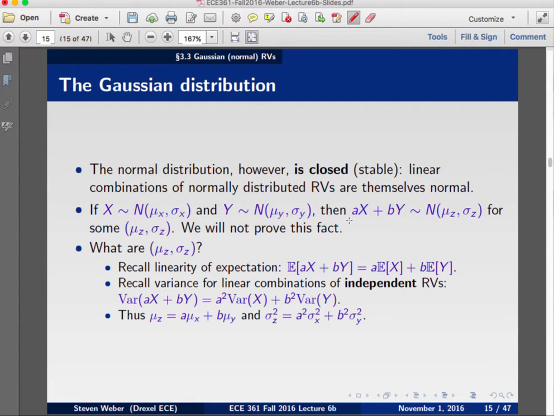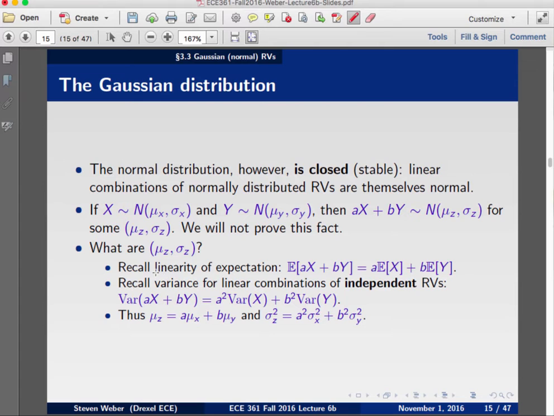Then the linear combination ax plus by is also normal with some parameters mu sub z and sigma sub z. Again, we're not going to prove this fact. This is beyond the scope of the course, but it's important to understand that it's nonetheless true. And then the question might be, if you know that there are some parameters mu z and sigma z such that ax plus by is normal with those parameters, what would those parameters be? And that we can do, because all we need for that are the rules we've already learned.